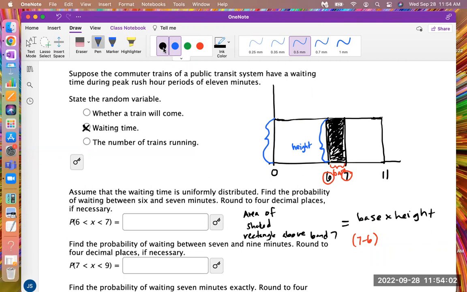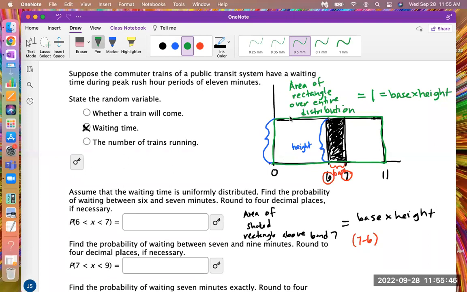you have to think about this whole uniform distribution. Over the entire uniform distribution, the area under that curve has to equal 1 whole. So that means when we calculate the area using the base times the height of this green rectangle, it has to equal 1. So the base is going to be 11, and the height we have to find out.